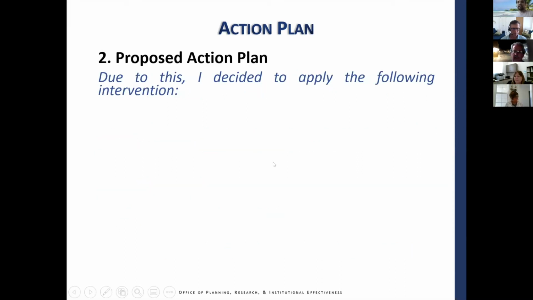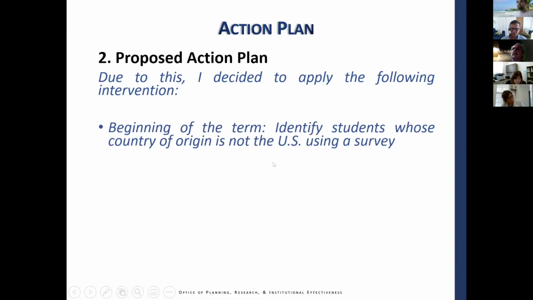So for that, I developed an intervention, and I believe it has three pieces. The first one is at the beginning of the term. I'm going to identify, and this brought up a discussion during the last session, I'm going to ask my students if any of them have plans to visit a different place during the winter break. I'm going to use that to identify which of those students could potentially fall into this problem that I mentioned.